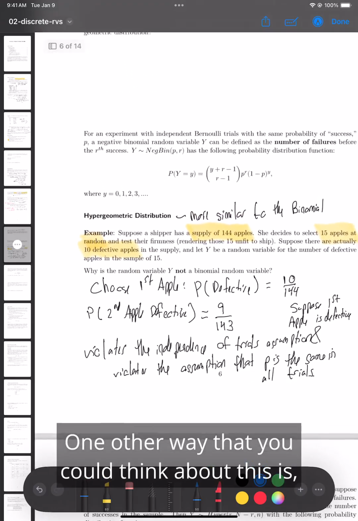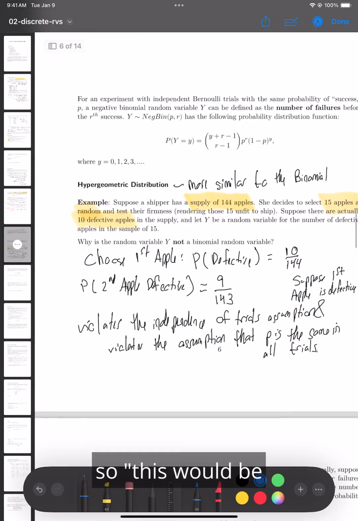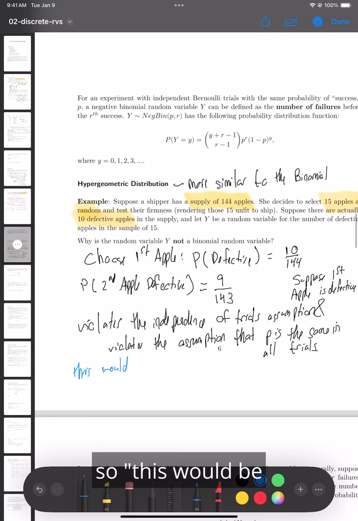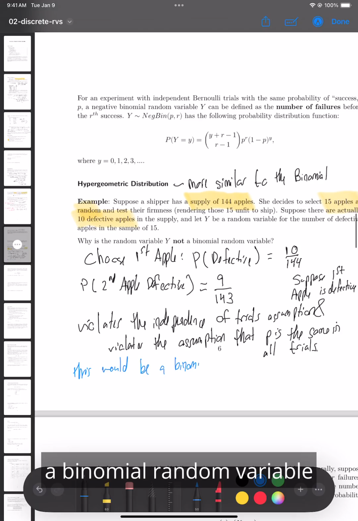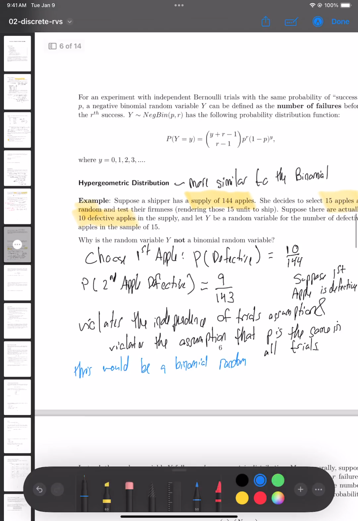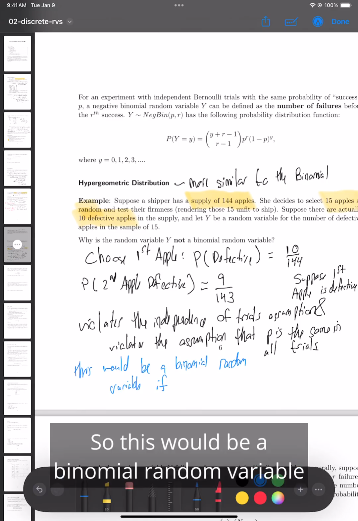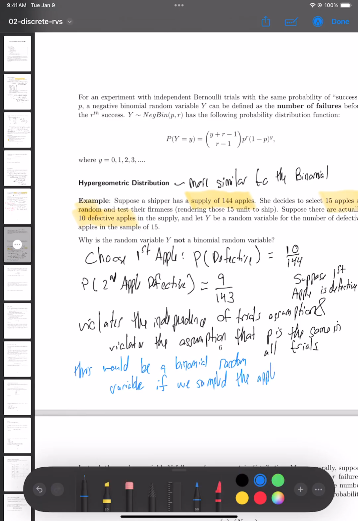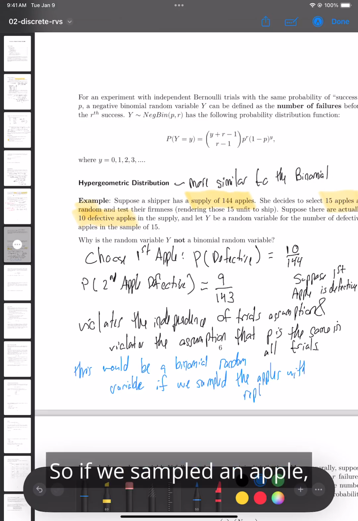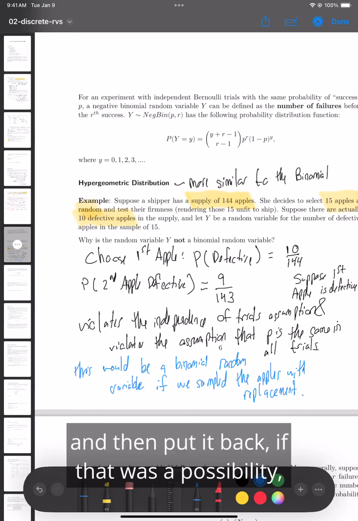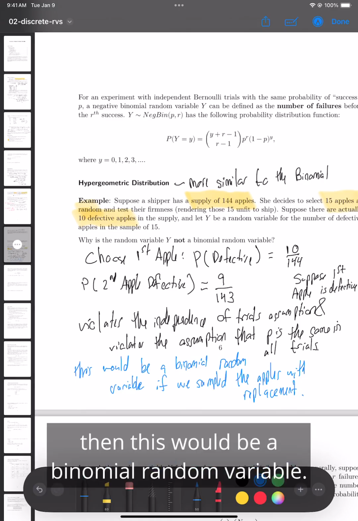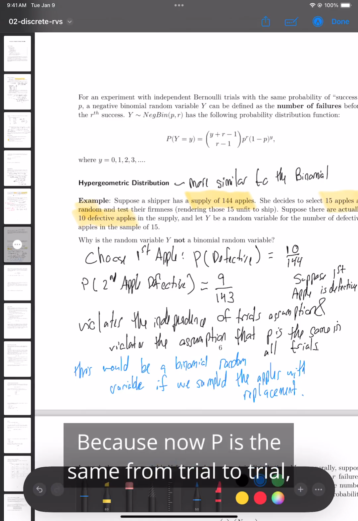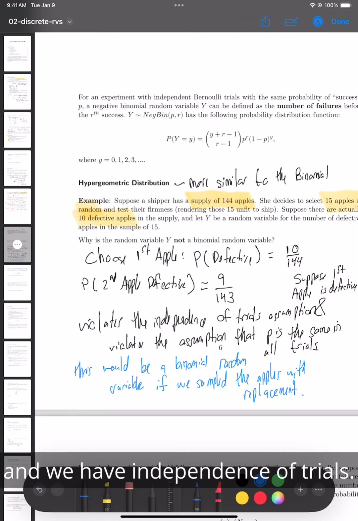One other way that you could think about this is, this would be a binomial random variable if we sampled the apples with replacement. So if we sampled an apple, looked at whether it was defective, and then put it back, if that was a possibility, then this would be a binomial random variable because now p is the same from trial to trial and we have independence of trials.